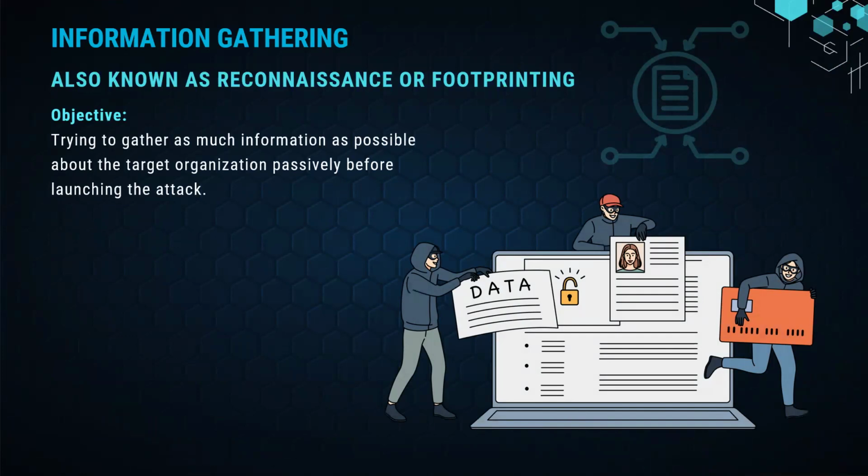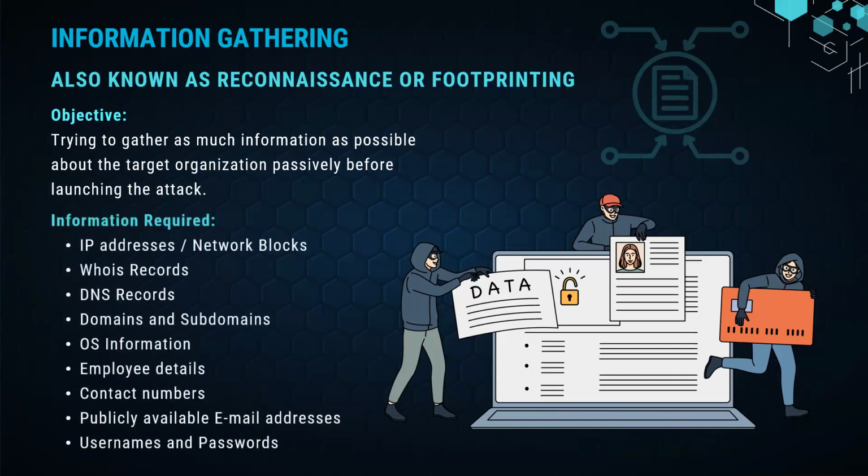An important point to note here is that all of this information is obtained passively. What I mean by passively is you do not contact the organization in any way. You don't make any direct connection with them. All the data is obtained from third-party sources, from the internet itself, from other websites. But the main question that arises here is what kind of information are you looking for? And this is the information as follows.